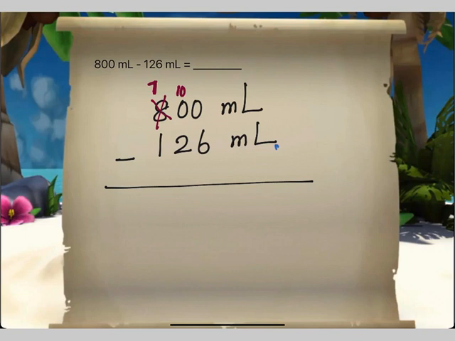Okay? But we need 10 ones. So let us unbundle the 10 tens so that it will become 9 tens and we will get 10 ones on this side. So what we have done so far is, before we subtracted, we need to find if we need any tens or hundreds that need to be unbundled, so that there are enough ones for us to subtract. Okay? When we unbundle a ten, we get 10 ones. And if we unbundle a hundred, we get 10 tens.